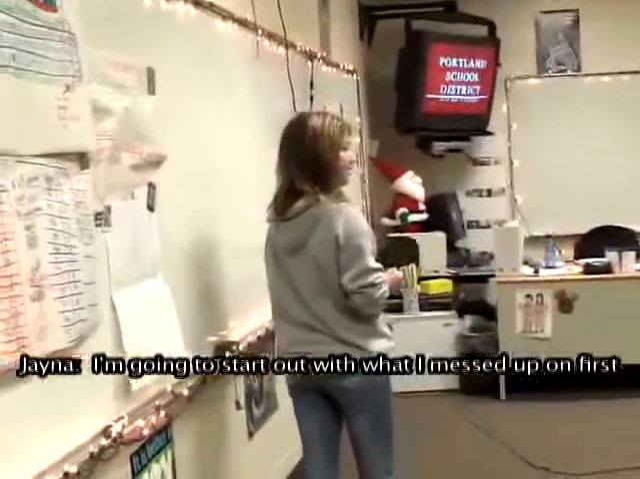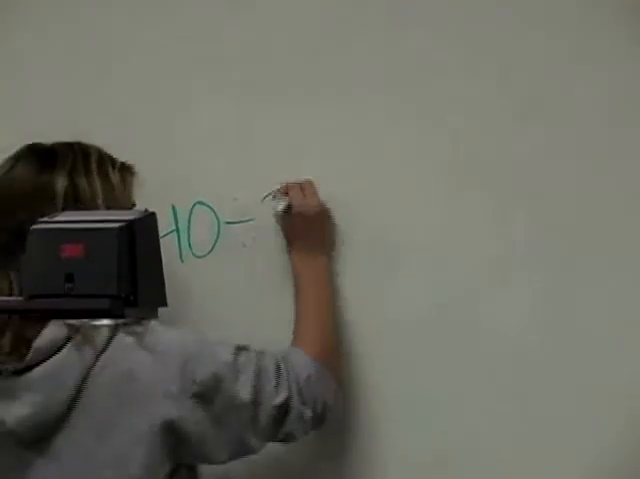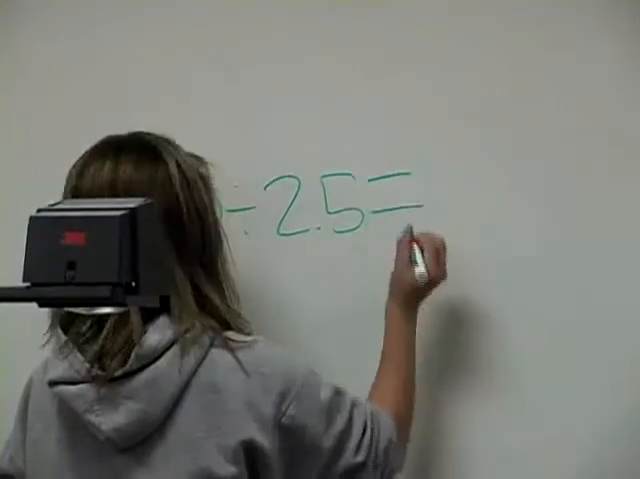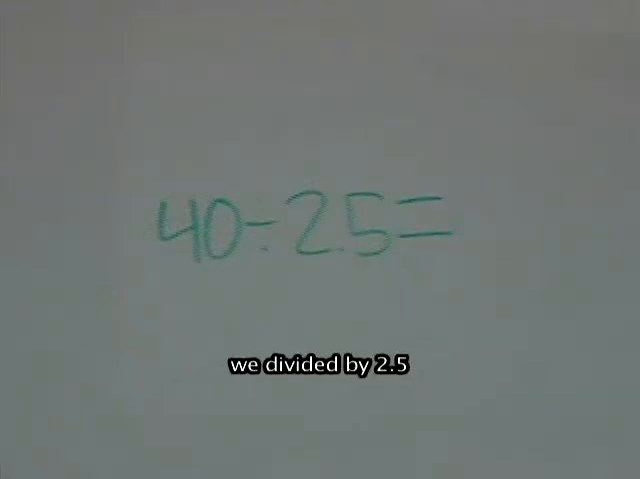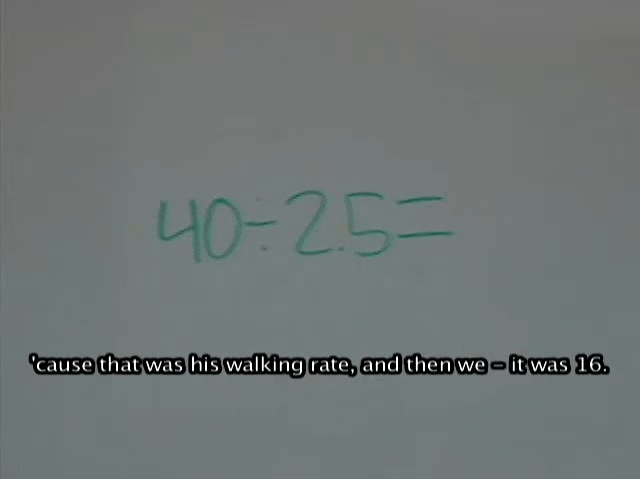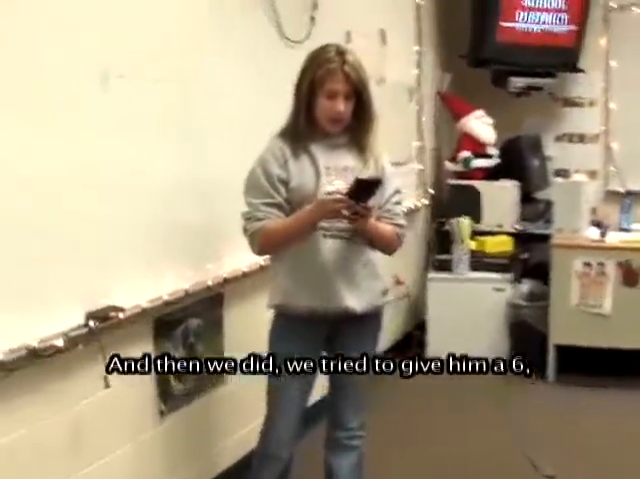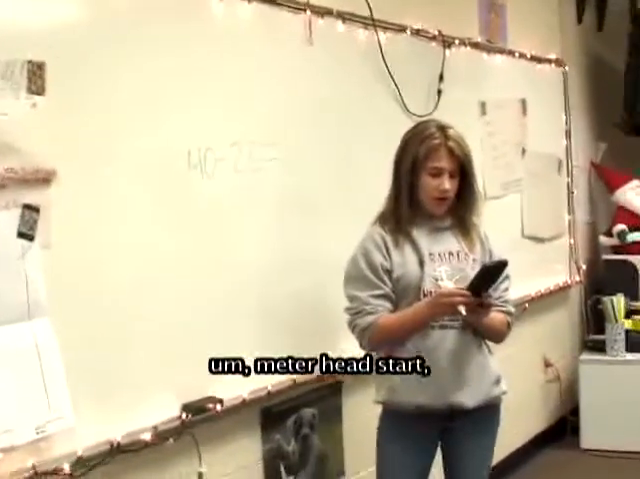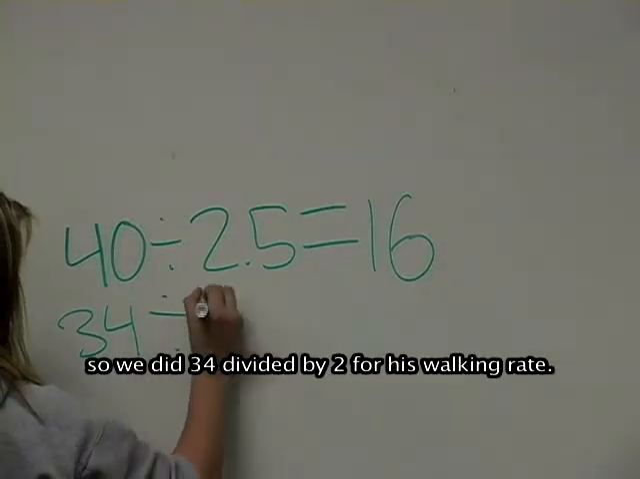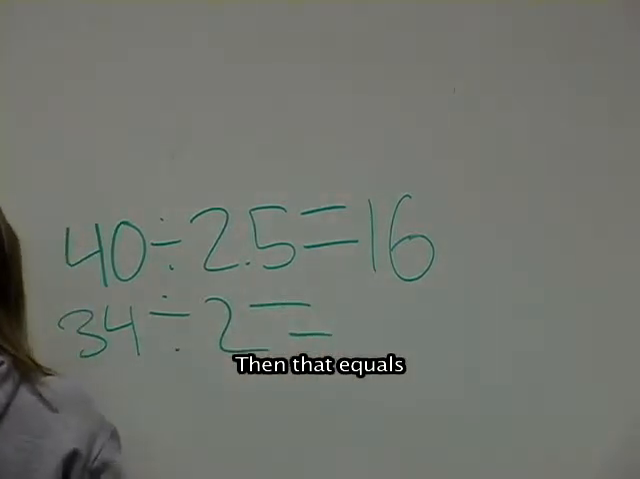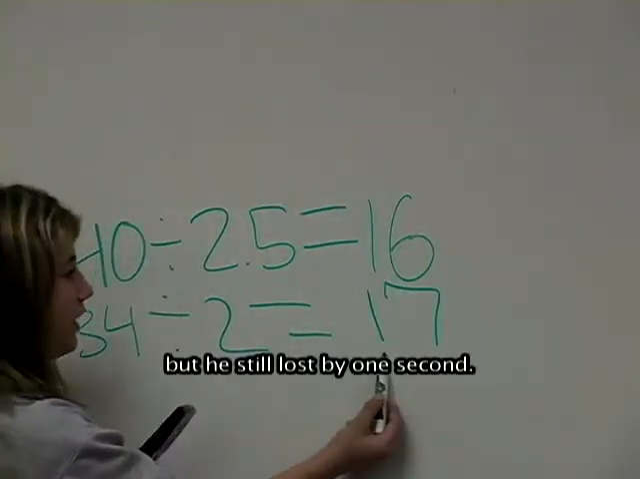I'm going to start with what I messed up on first, and then show you what I fixed. So what we've got to do: 40 was the meter race, and then we divided by 2.5. That was his walking rate, and that was 16. That takes him 16 seconds to get to the end. And then we tried to give him a 6 meter head start. So we did 34 divided by 2 for his walking rate. Then that equals 17, which is only 1 second, but he still lost by 1 second.